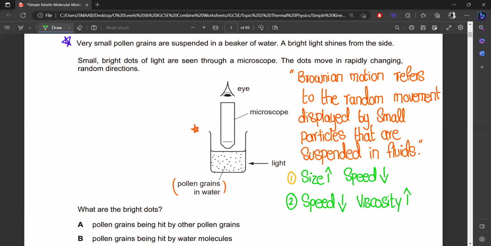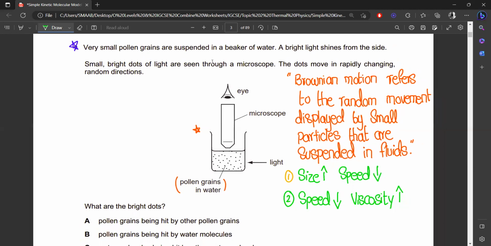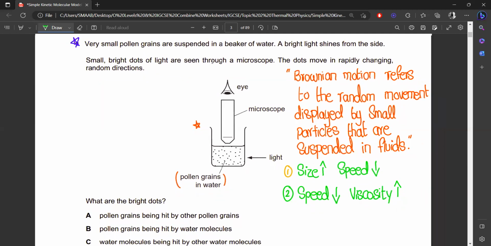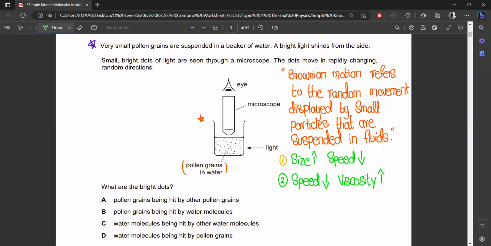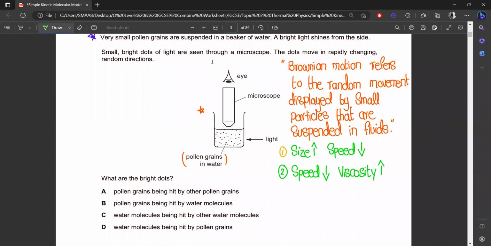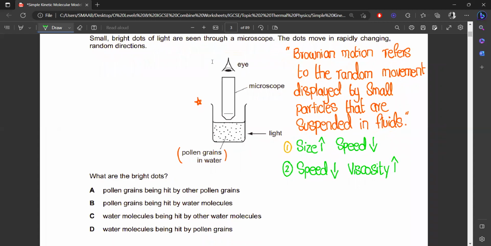Okay, further, in the question they are talking about very small pollen grains suspended in a beaker of water. A bright light shines from the side. Small bright dots of light are seen through a microscope. The dots move in rapidly changing random directions. So we are having bright dots over here, and what are these bright dots in this whole experiment? You have to identify the concept behind these bright dots.